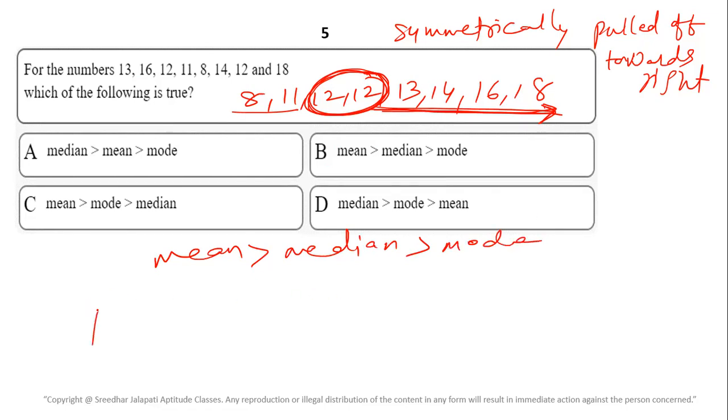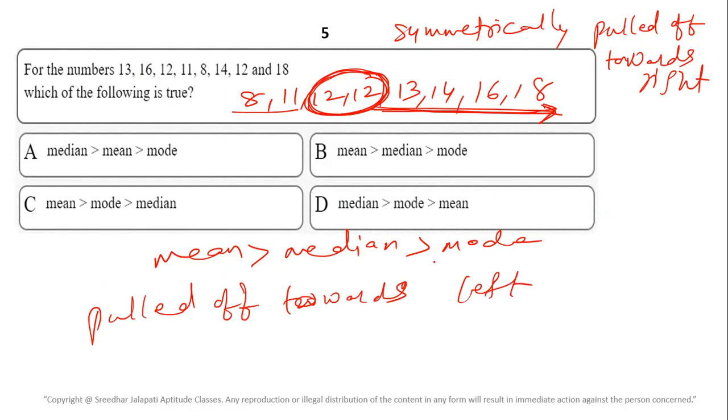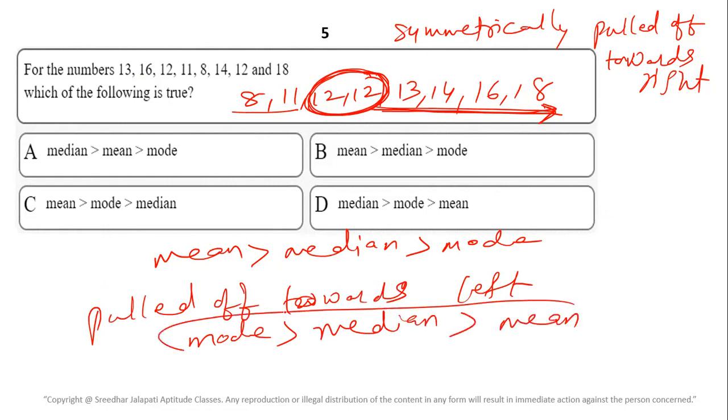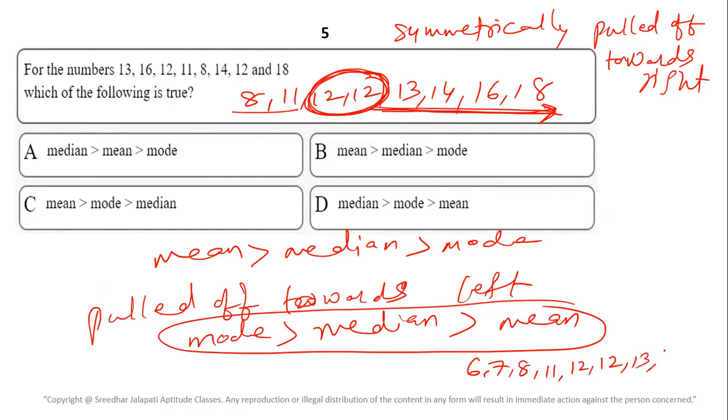Or if the data is pulled towards the left, then it is the opposite. In the sense, mode greater than median greater than mean. What do you mean by data pulled towards the left? For example, if I have data, let's say 6, 7, 8, 11, 12, 12, 13, 14. Here, this is the one which occurs more number of times. Compared to this, more information is on the left hand side than on the right hand side.